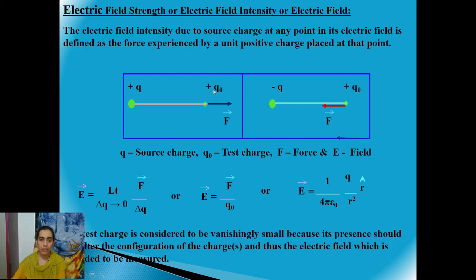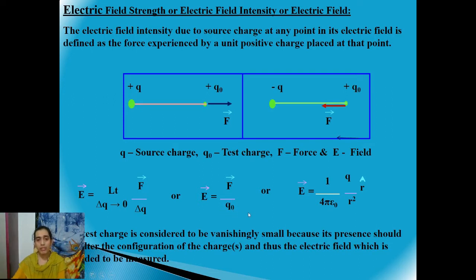Now this unit positive charge obviously will experience the electrostatic force, right? Because it is in the presence of the electric field. It has come in contact with the electric field. So the amount of force which is experienced by this unit positive charge is called electric field strength or electric field intensity at that particular point. Mathematically, it can be expressed as vector E is equal to vector F divided by Q naught. That is, electric field intensity is equal to force per unit positive charge, right?